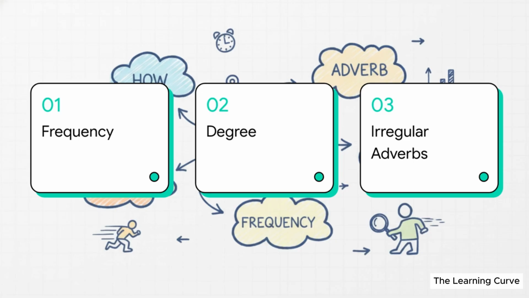First up, frequency, basically, how often. Then, degree, how much. And finally, we'll tackle those tricky irregular adverbs.